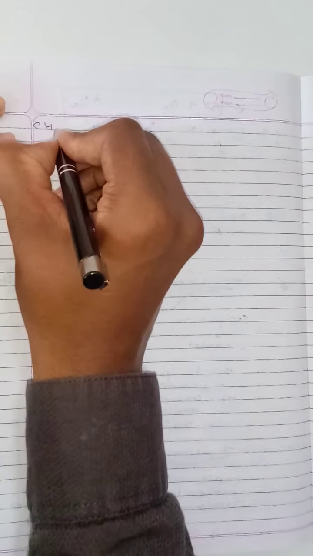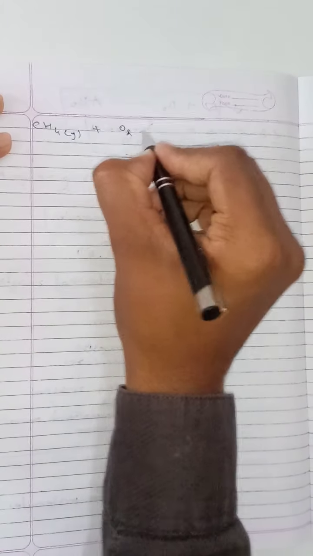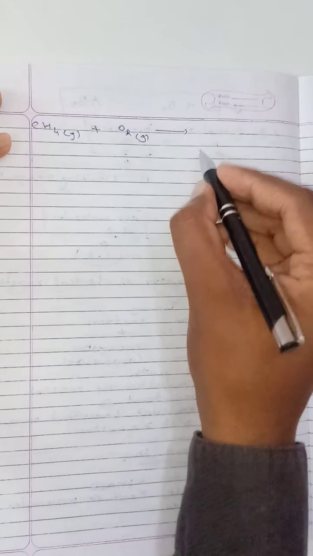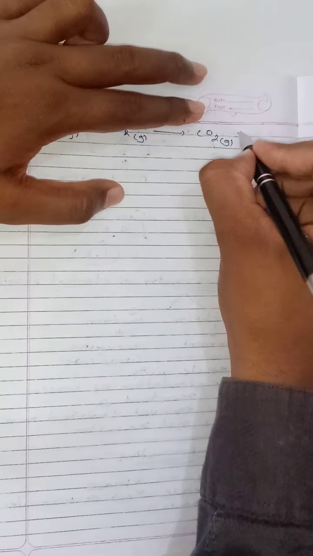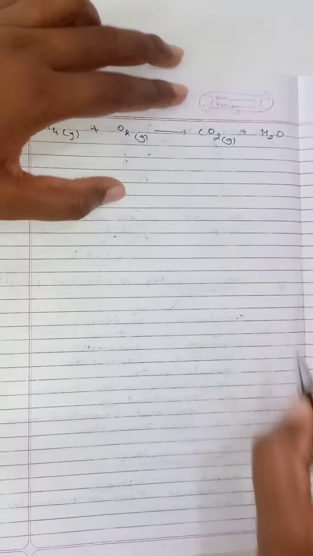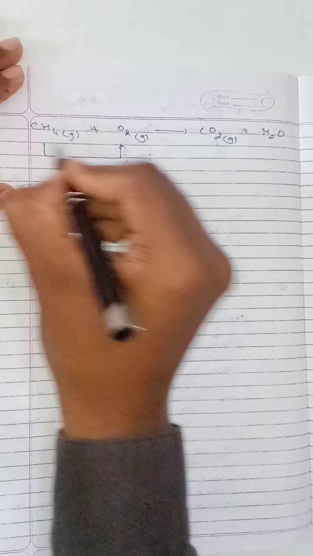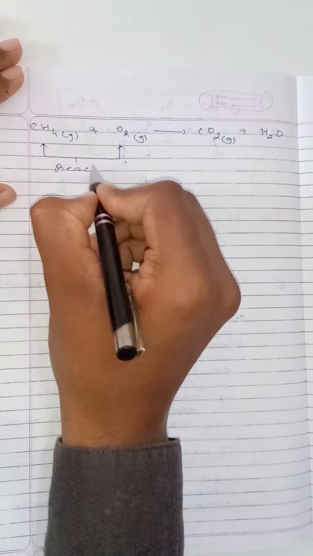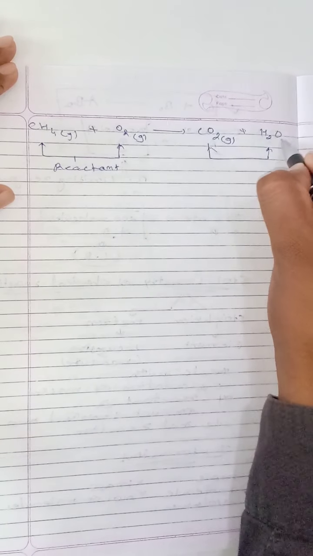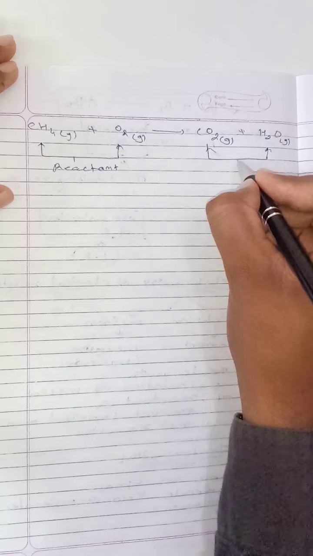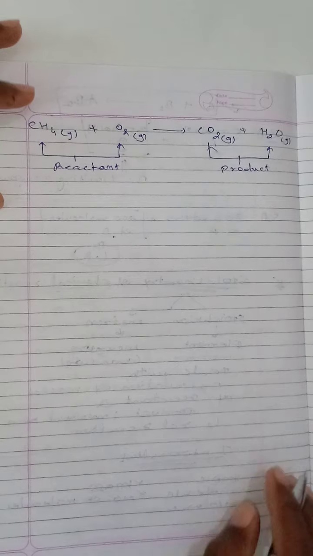Here 1 mole of methane reacts with oxygen gas that gives carbon dioxide gas and water vapor. This methane and oxygen are said to be our reactants, and carbon dioxide and water vapor are said to be our products.